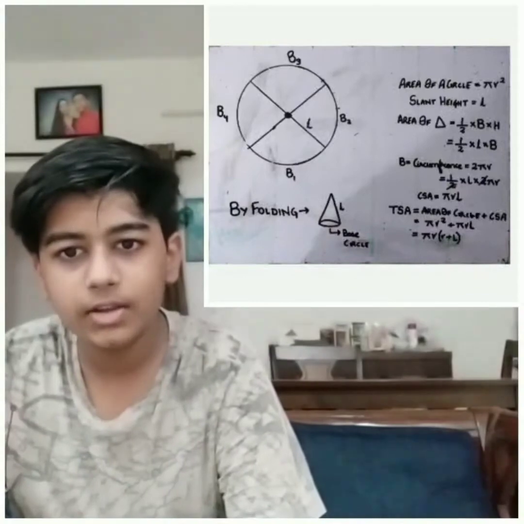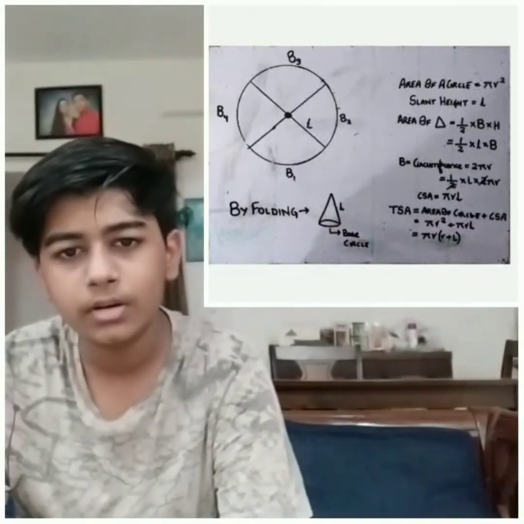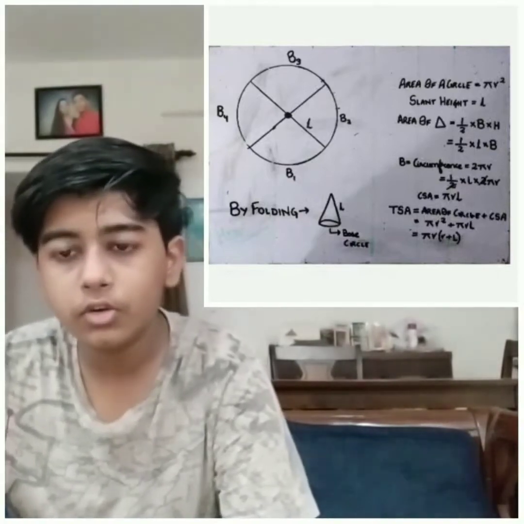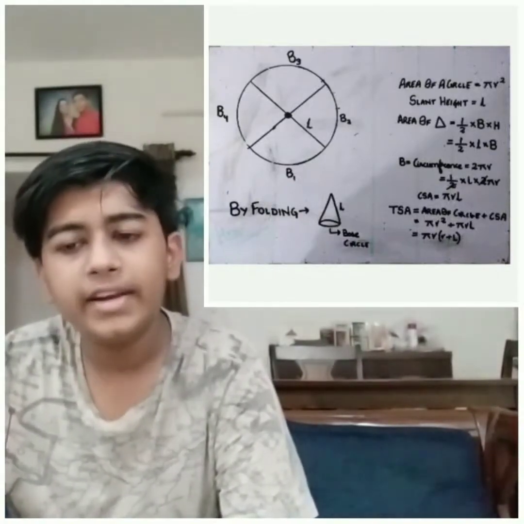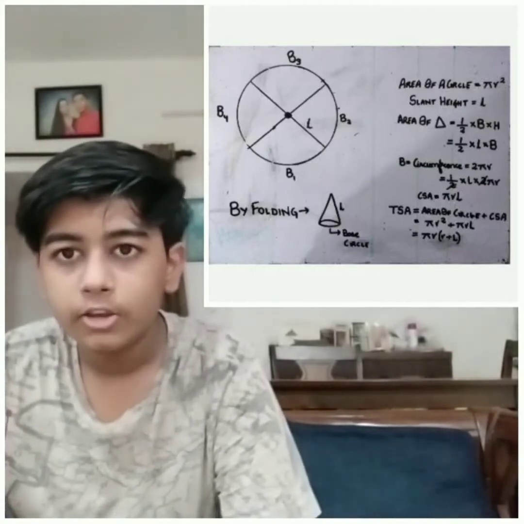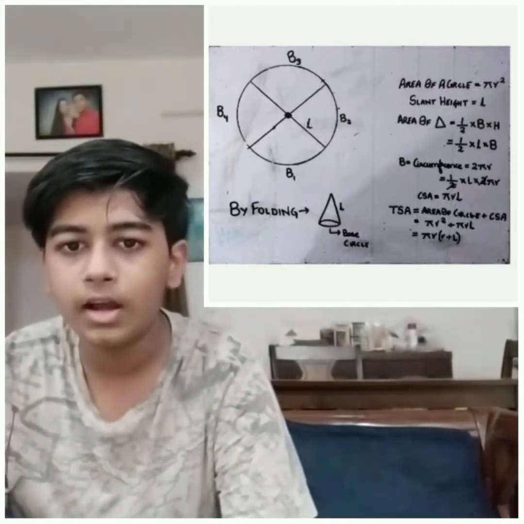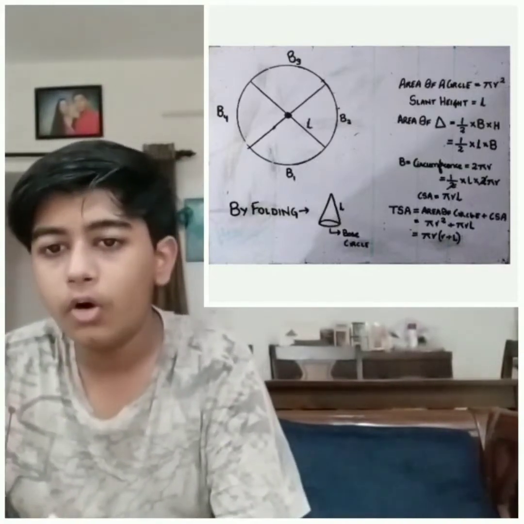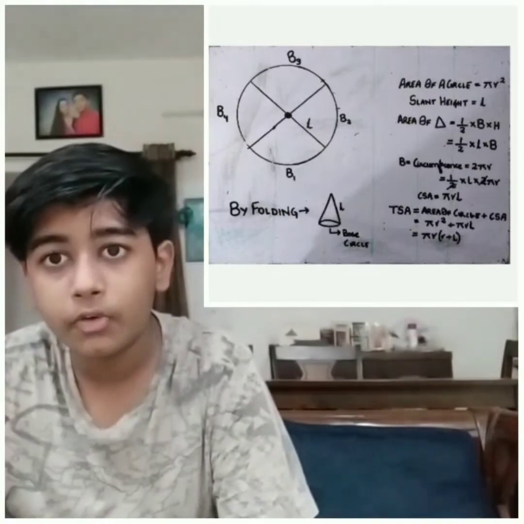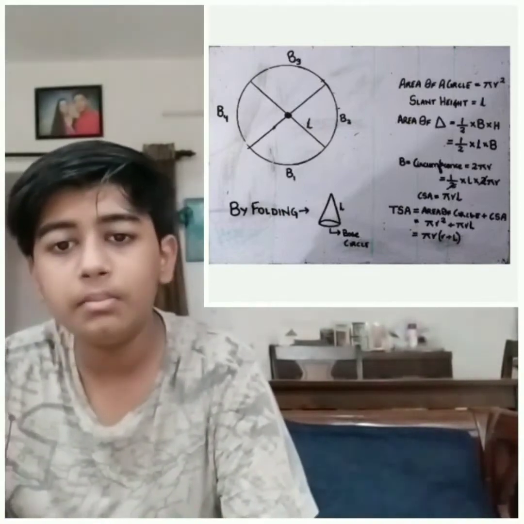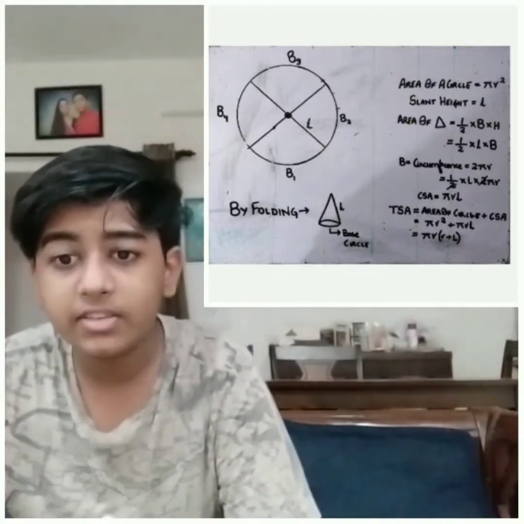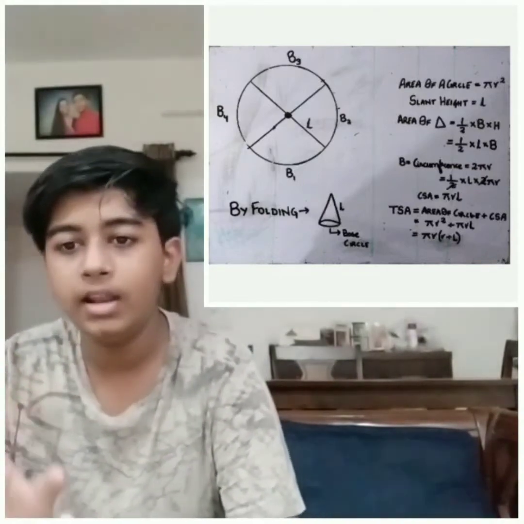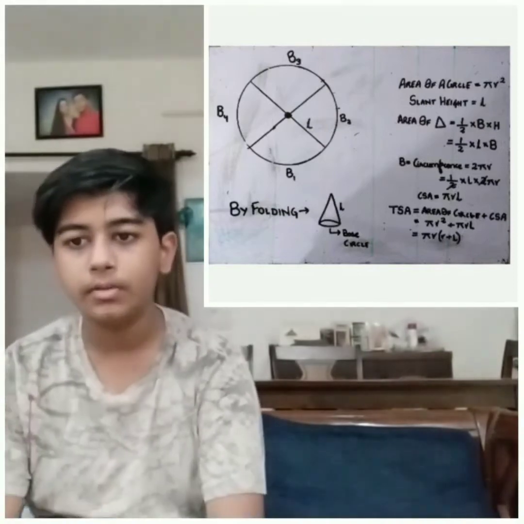So now I will tell you the TSA and CSA of a cone. As you know, the base of a cone is circular in shape. So what's the area of a circle? It's pi r square. So we'll leave this part right here and we'll now move on to the CSA part. First of all, you all know that a cone is made up of a circle. When we make a cone from a circular sheet, the circle's radius is called L, which means the slant height of the cone.